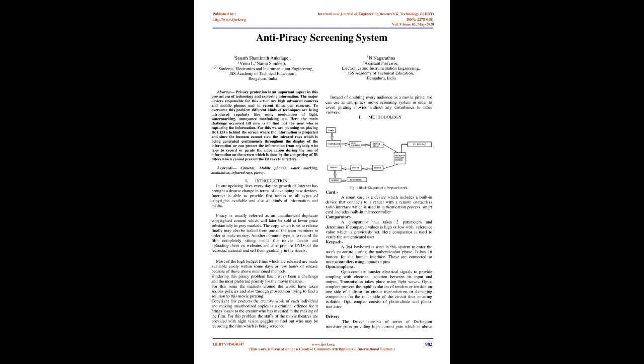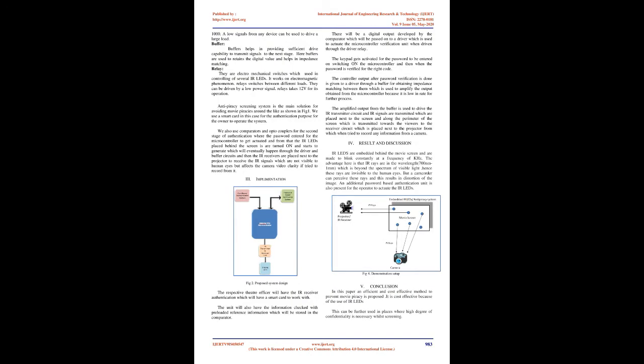Hindering this piracy problem has always been a challenge and the most preferred priority for the movie theaters. For this issue, markets around the world have adopted serious policies and also used prosecution, trying to find a solution to movie pirating. Copyright law protects the creative work of each individual, and making unauthorized copies is a criminal offense, for it brings losses to the creator who has invested in the making of the film. For this problem, the staff of the movie theaters are provided with night vision goggles to find out who may be recording the film which is being screened. Instead of doubting every audience member as a movie pirate, we can use an anti-piracy movie screening system in order to avoid pirating movies without any disturbance to other viewers.